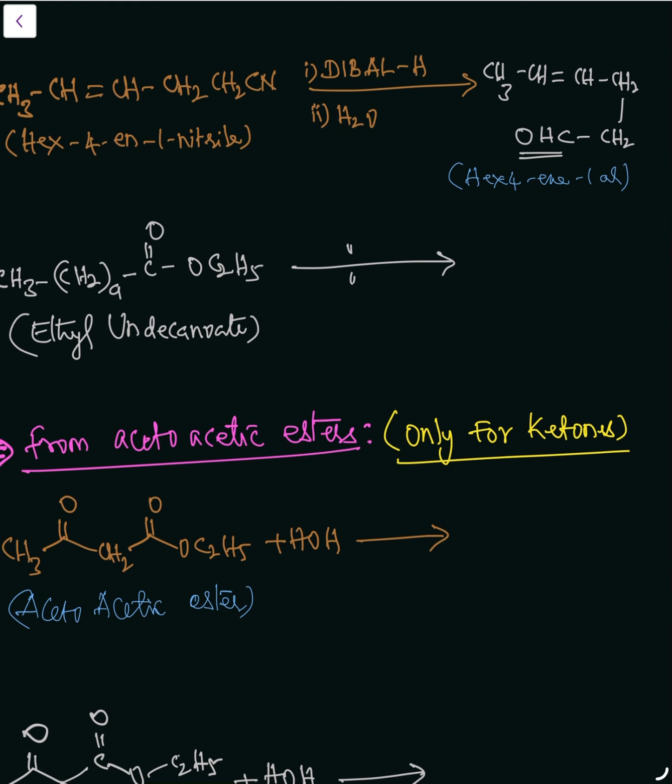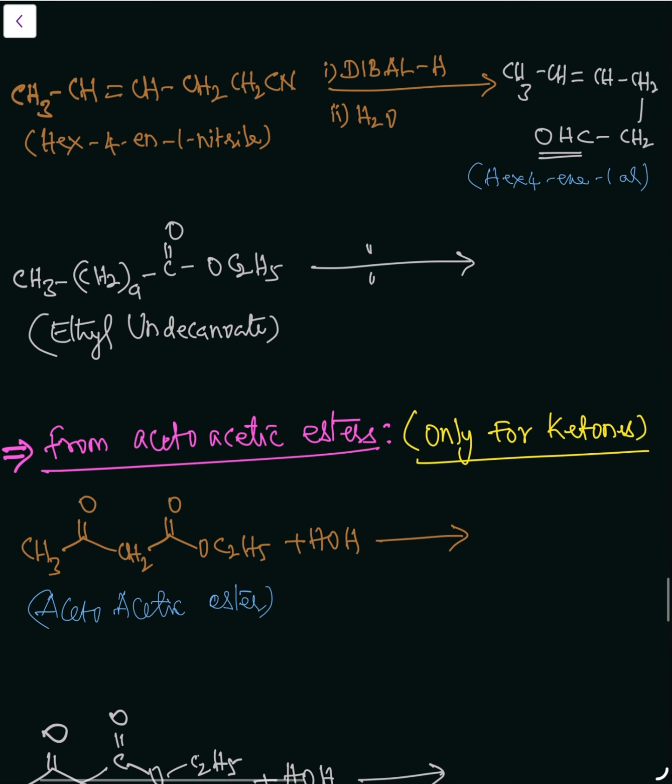Next, another compound, let us see, ethyl undecanoate. So here also, whenever we add DIBAL in the presence of water, we are getting what? A carbonyl compound, that is an aldehyde. Means here this will cleave, right? HOH, then CH3 CH2 taken 9 times, CHO, right, plus EtOH, ethyl alcohol is formed.